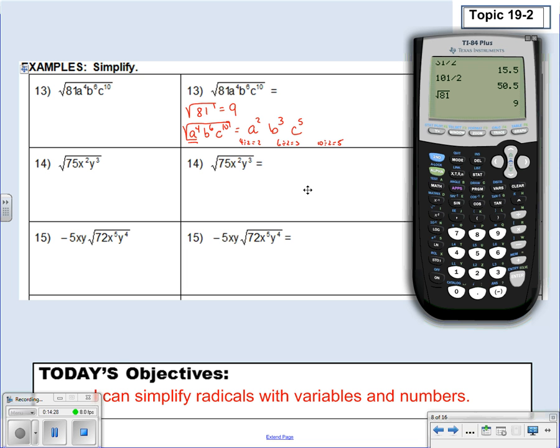So I've separated them, now I'm going to bring them back together. This will be 9 times a squared, b cubed, c to the 5th. So I broke it up, again, did the number first, then I dealt with the variables.